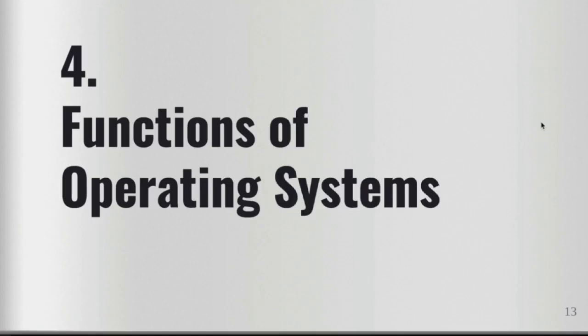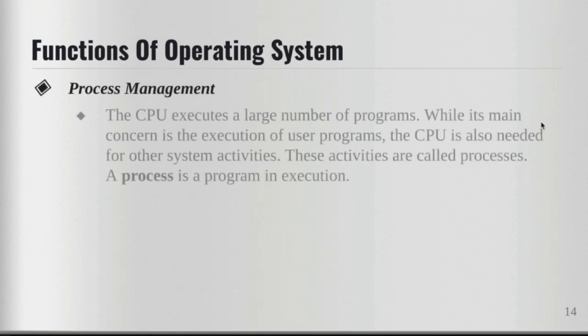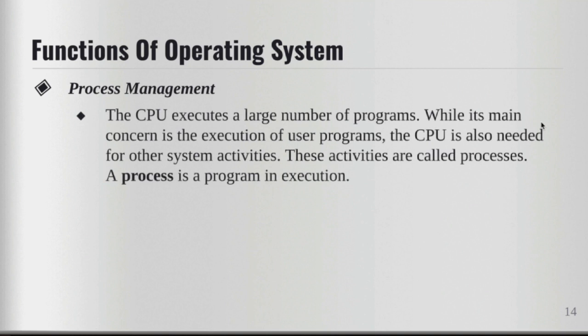Hello everyone. In this video, we are going to talk about the functions of operating systems. So what are different functions of the operating system? Well, the first function is the process management, which means the CPU executes a large number of programs while its main concern is execution of the user program. The CPU is also needed for other system activities. These activities are processes. So what is a process? Well, process is just a program in execution. A program which is in execution state.